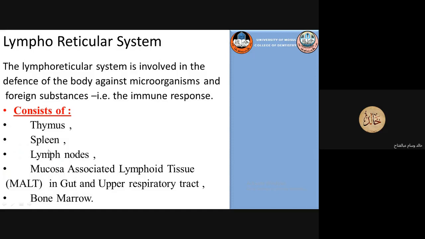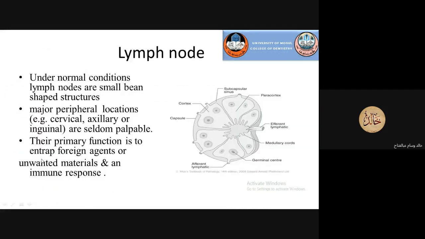Okay, we will focus on these organs. We will focus only on the lymph nodes and on the pathological conditions that may affect the lymph nodes. So, what are the lymph nodes under normal conditions? The lymph nodes are small, bean-shaped structures. Okay, they are like the bean، يعني تشبه حبة الفاصوليا.